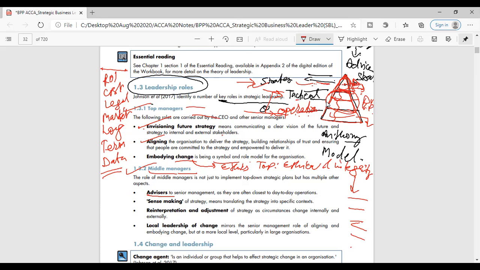So what is the role of tactical? To make sense. So they will rationalize the strategy. They will make sense of the strategy and then act like an advisor to senior management because they still have a lot of experience and expertise. That's why they are at the technical level in the middle management. Reinterpretation and adjustment of strategy as per circumstances, because they need to tactically handle the strategy.